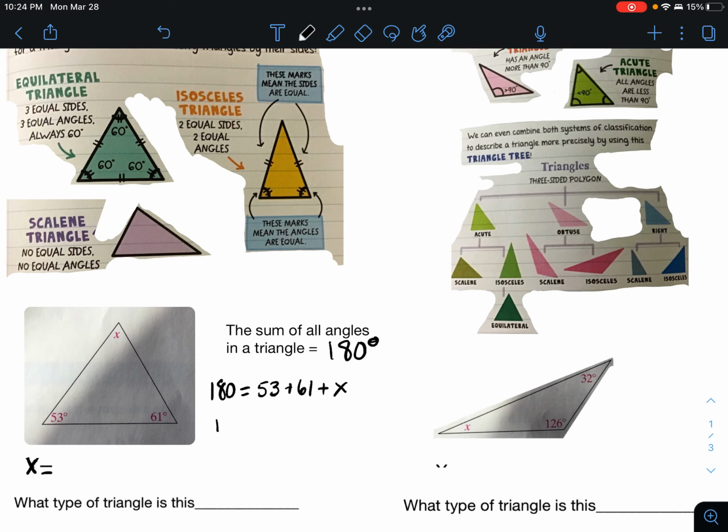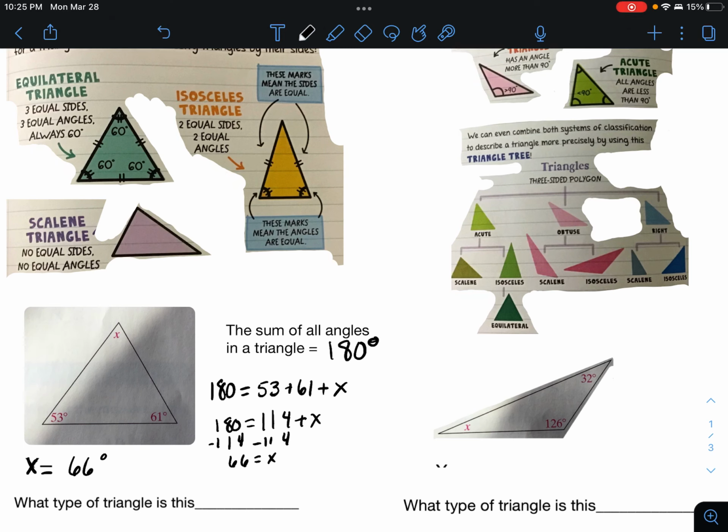And so now all we have here is a 1-step equation. We need to isolate the variable, so we're going to subtract 114 from both sides. Oops, 114, not 44. So 180 minus 114 is going to leave us with 66 is equal to x. So we just solved for x, because we know all the angles in the triangle are going to equal 180. That means we're left with a 66-degree angle to make that 180 degrees.